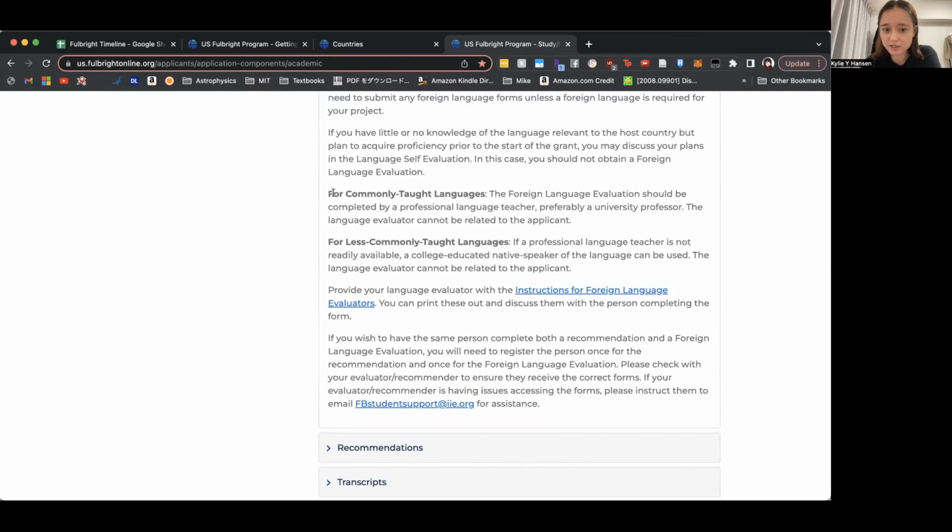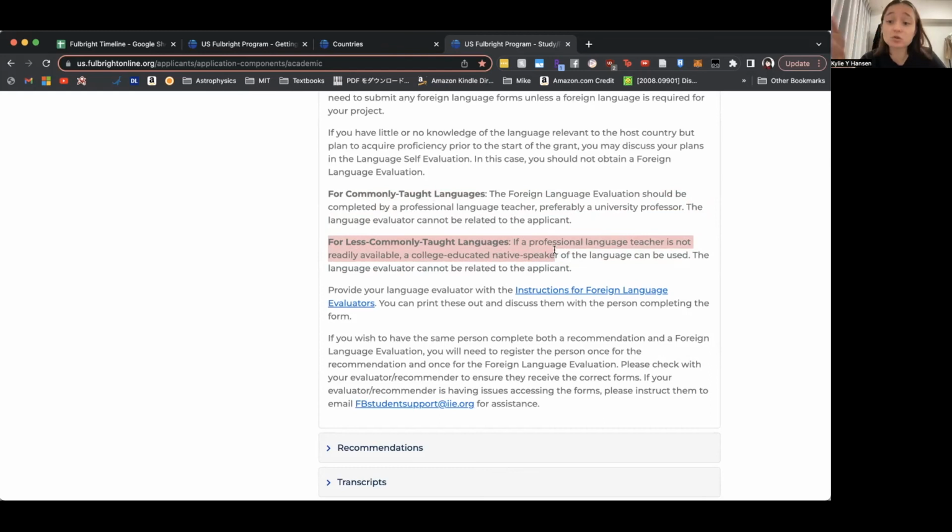Okay, so it specifies here, for commonly taught languages, the foreign language evaluation should be completed by a professional language teacher, preferably a university professor. And the language evaluator cannot be related to the applicant, so it can't be a family member, basically. For less commonly taught languages, if a professional language teacher is not readily available, a college-educated native speaker of the language can be used. So, for example, another professor or researcher or whoever who has a college education and has a native level in the language that you are looking for.